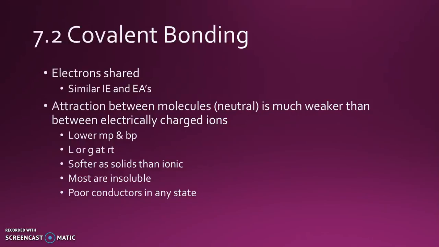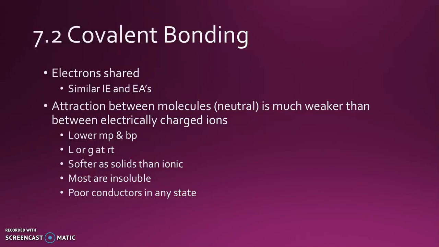In covalent bonding, the electrons are shared between two nonmetals. The reason the electrons are being shared instead of transferred is because the ionization energies of the two elements and the electron affinities of the two elements are very close to each other. So because there's not a very big difference in the electron affinities, one is not able to completely pull the electron away from the other.